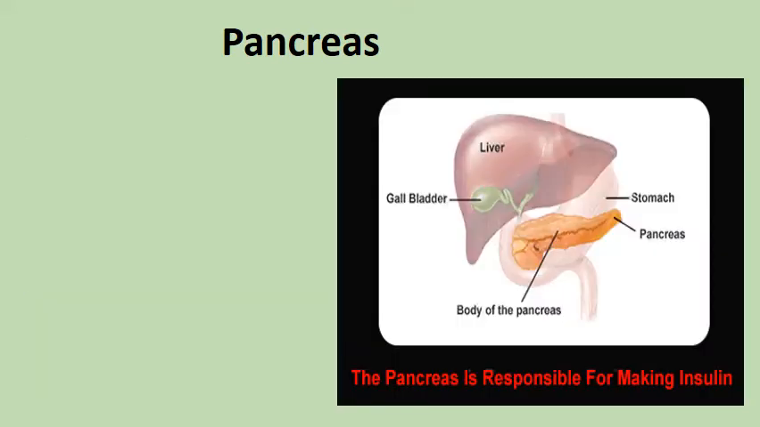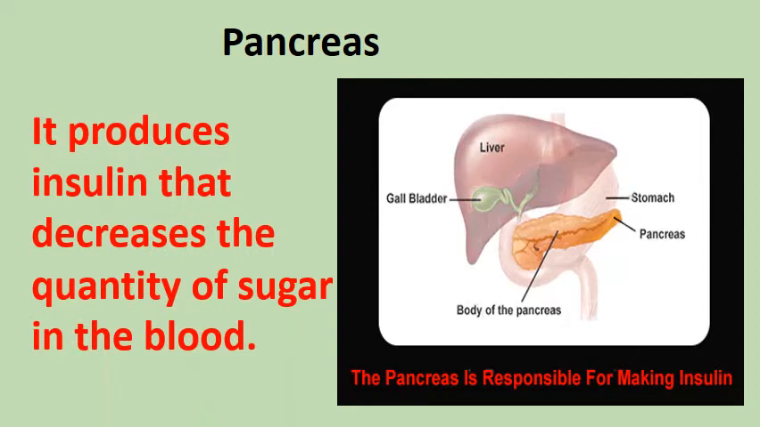Now what does the pancreas do? The pancreas produces insulin. What is this insulin? The insulin decreases the quantity of sugar in the blood. So what does the insulin do? The insulin decreases the quantity of sugar in the blood.